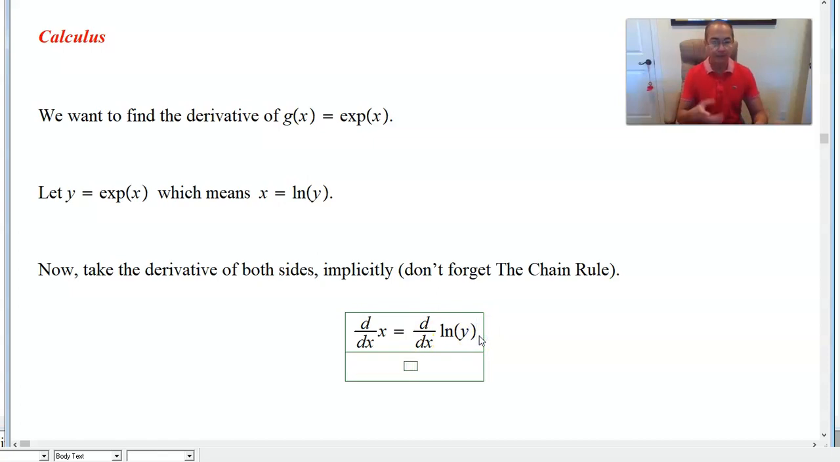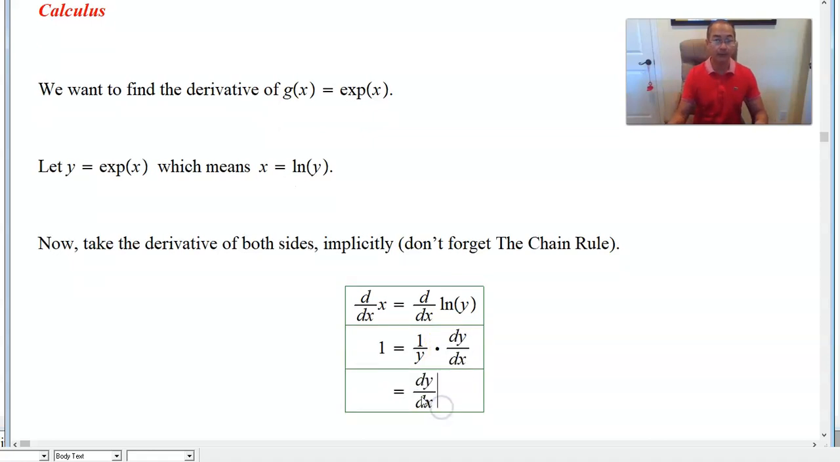Okay, but the derivative of x is simply 1, and we said that the derivative of ln of y is 1 over y. Okay, but again, don't forget the chain rule. Every time you take the derivative of something that involves y, you need the chain rule. So we multiply that by dy by dx. Okay, so there we go. We're looking for dy by dx. So therefore, we isolate it here on the right side, and we will bring the 1 over y over to the left. Okay, so there you go. dy by dx must be y.